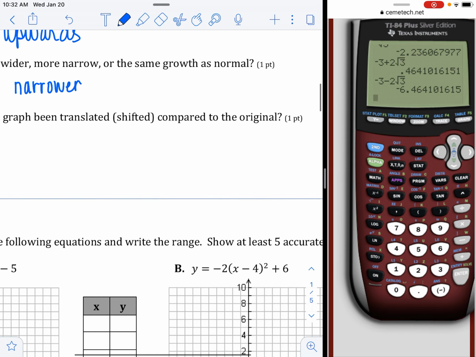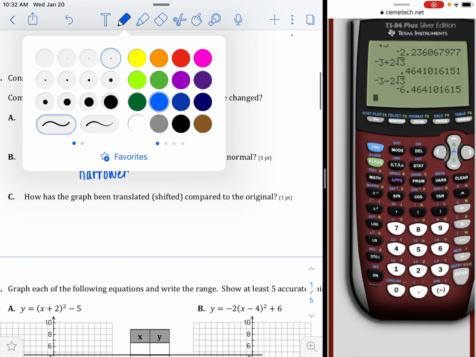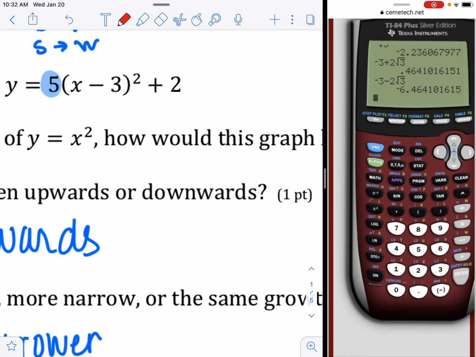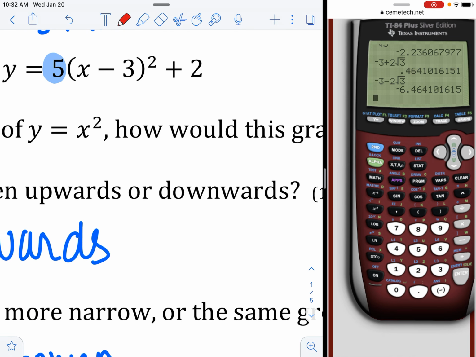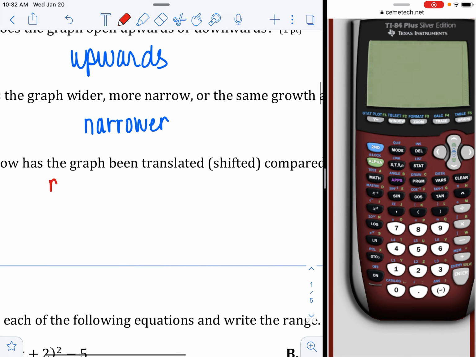Last, how has the graph been translated, shifted compared to the original? So I highly suggest that you write down the vertex of this parabola. If I said graph this parabola, where would the vertex be? 3, 2. That means that if I were to graph it, I'd go right 3 up 2. So this is right 3, up 2.